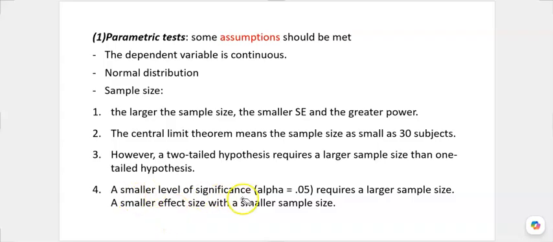A smaller level of significance, such as alpha 0.05, requires a larger sample size. However, when you have a small effect size, that is also okay with a small sample size. But if you want a greater effect size, naturally you need a greater sample size.